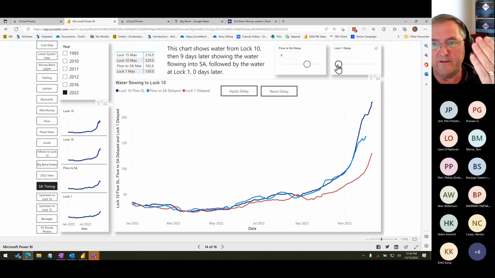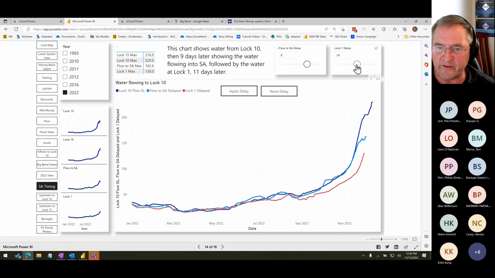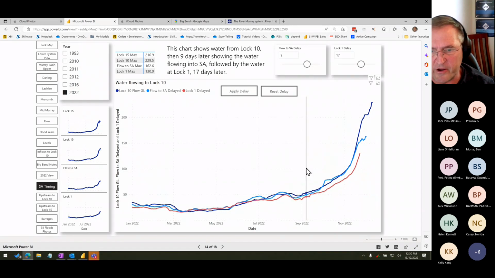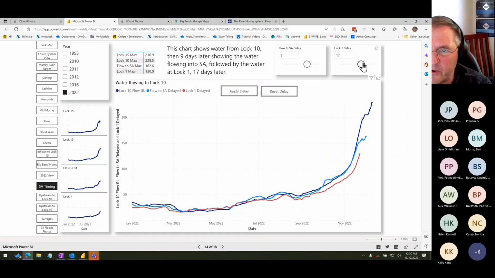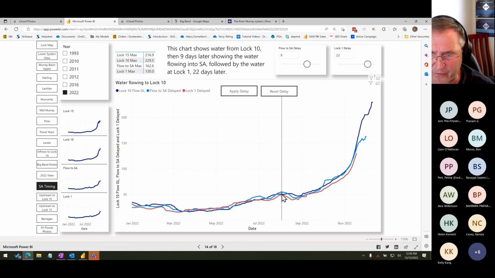How long does it take to get from lock 10 down to lock 1? I can basically do the same thing, just sliding that chart across. Notice the little humps here. See how I can almost align those humps? It's good to have a turning point in the chart to be able to see how to overlay them. So if I line up the humps, you would say 22 days.